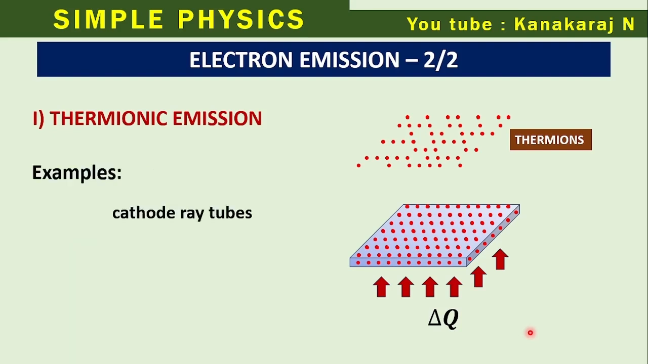Examples: 1. Cathode ray tubes, electron microscope and X-ray tube. In all these instruments, we use thermionic emission in the electron gun.